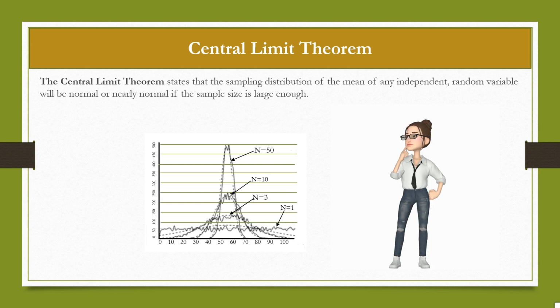Now let's look at the central limit theorem. The central limit theorem states that the sampling distribution of the mean of any independent random variable will be normal or nearly normal if the sample size is large enough. That's a little confusing, so let me break it down in simple terms.